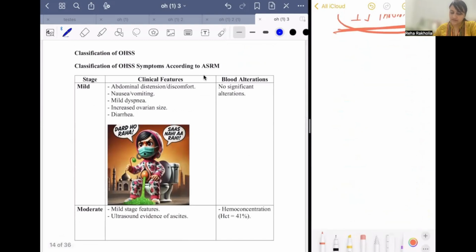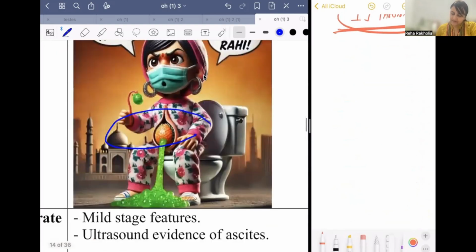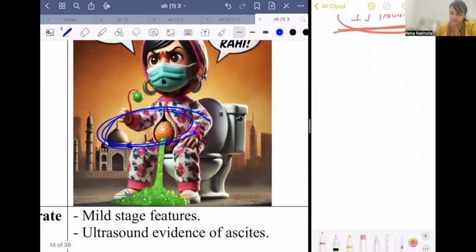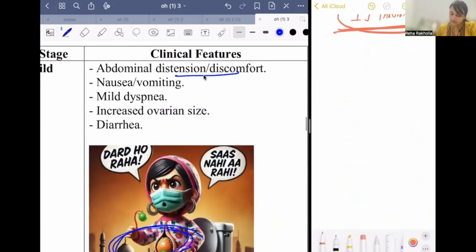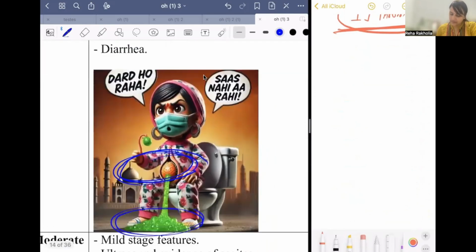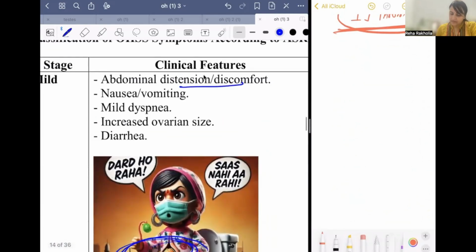Okay. Now, classification of OHSS, it can be classified according to ASRM into 4 classifications. First is mild. Mild is like abdominal distension and discomfort. See, this lady has hands here, she's having abdominal discomfort. Okay. Second is nausea, vomiting. See this nausea, vomiting. Okay. This is to remember from mild dyspnea.